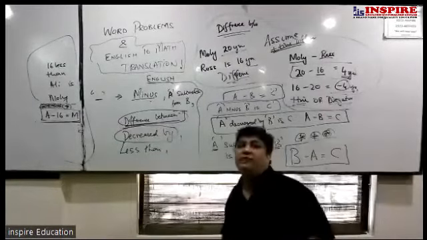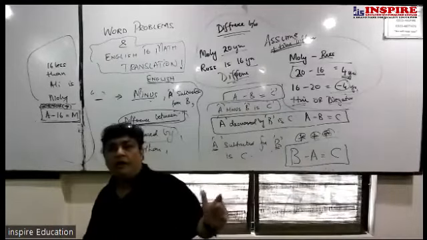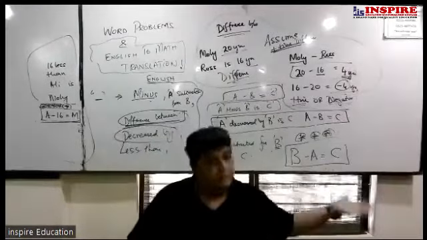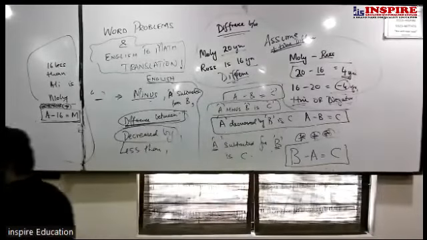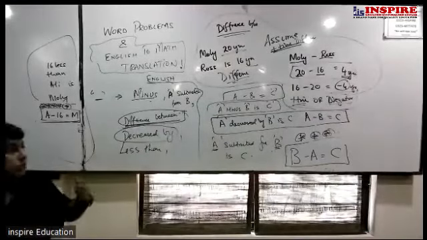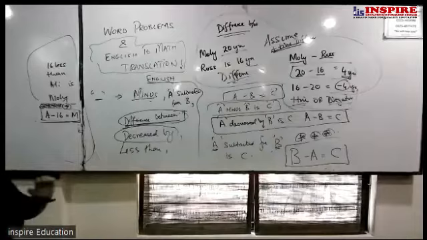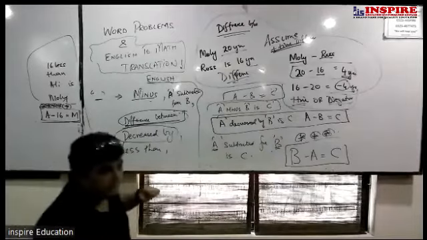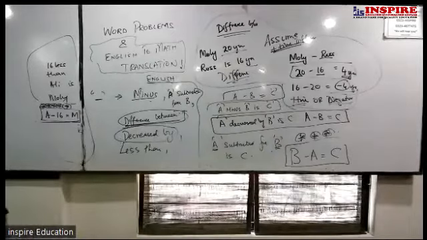4 years and minus 4 years. 20 minus 16 is 4, and 16 minus 20 is minus 4. So the differences can be both. But normally we assume a positive difference. Okay? Got it? Okay, write this on the board.